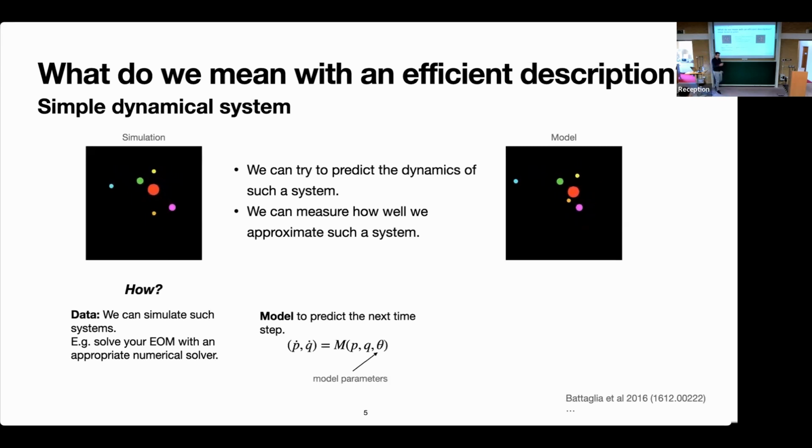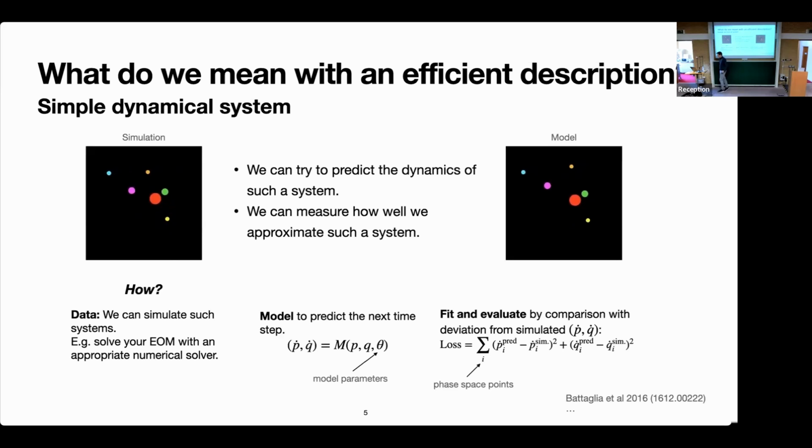And now you want to have a model that predicts, say, the next time step of this story. So you are targeting this, say, for instance, if we're talking in the context of Hamiltonian dynamics, you talk about predicting P dot and Q dot given as input P and Q. And you will have a model that is trying to mimic and make this prediction. And this can depend on some parameters, theta.